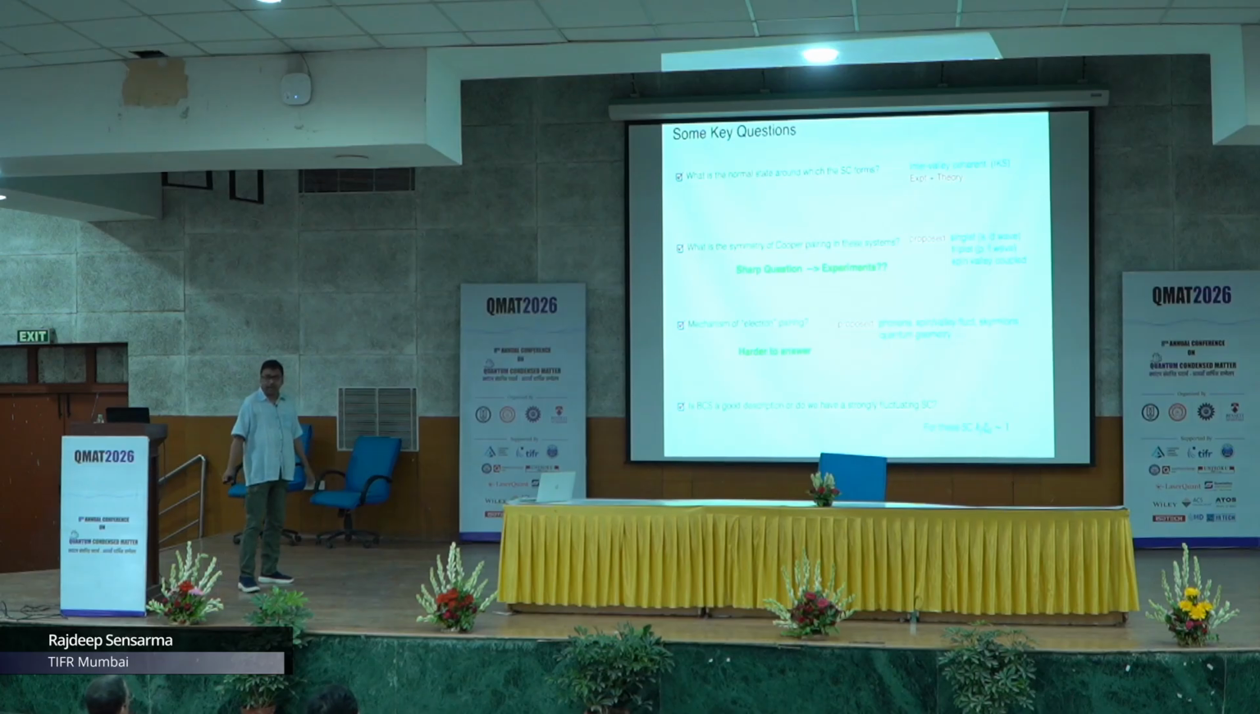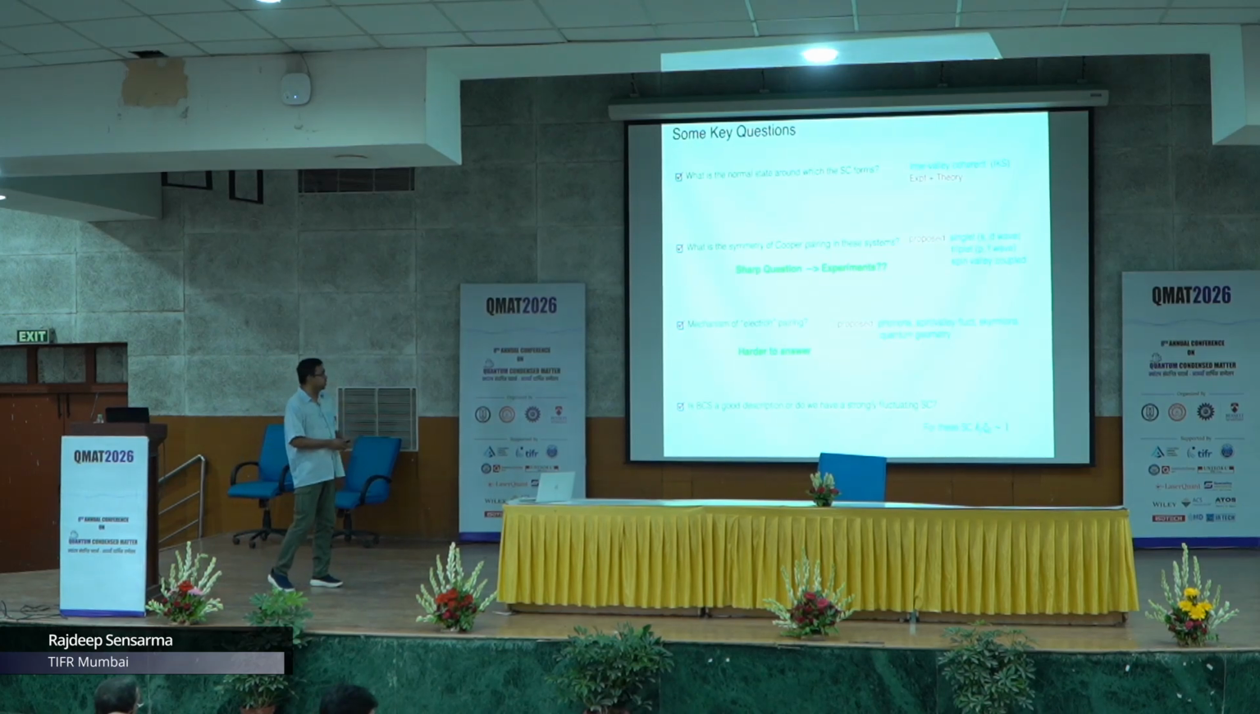Okay, so if I see a superconductor, Bardeen, Cooper, and Schrieffer have told us that there should be some sort of Cooper pair formation, and then there will be condensation of these Cooper pairs. But you can ask more pertinent questions. What is the normal state around which this superconductivity forms? In other words, you are asking, what is it that you are pairing up? We have some ideas now, and I'll talk about it slightly later from both experiment and theory, about some particular kind of intervalley coherent states. What is the symmetry of Cooper pairing in this system? What is the spin structure of the Cooper pairing? What is the orbital structure of the Cooper pairing, and so on?